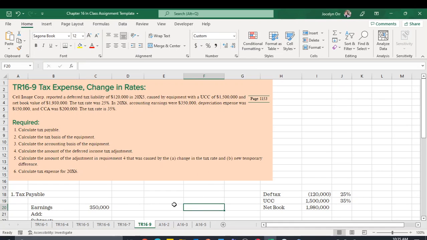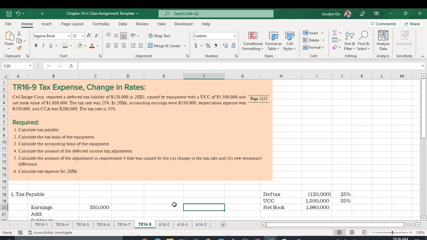And we need to calculate our tax payable, the tax basis of the equipment, accounting basis, deferred income tax adjustment, and then we need to look at that adjustment and see how much of it was caused by the change in the tax rate and how much is the new temporary difference, and then calculate our tax expense for the year. So the first thing we want to do in calculating the tax payable is to figure out what our taxable income is versus our net income for accounting purposes.